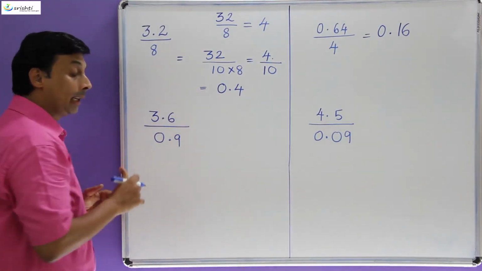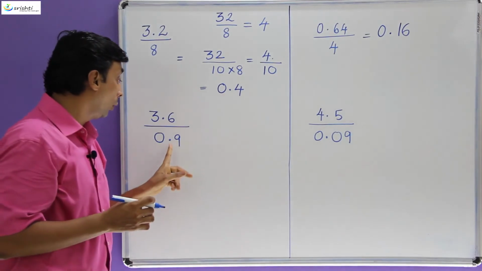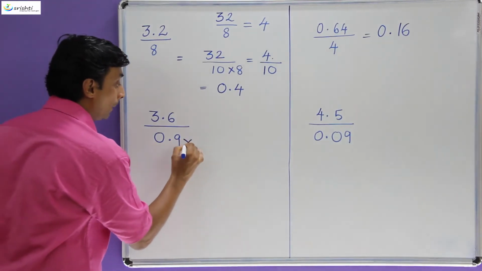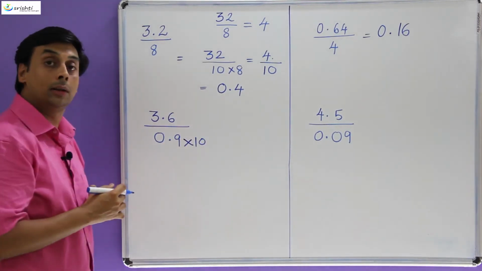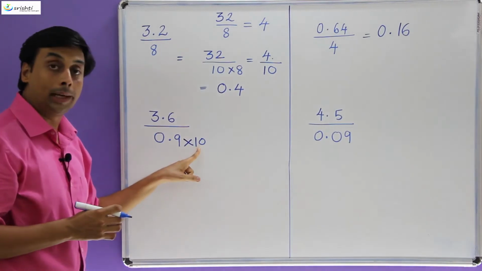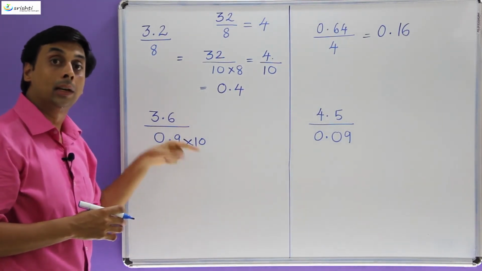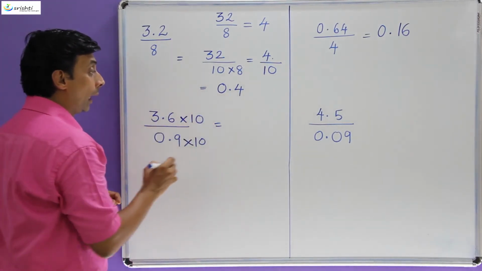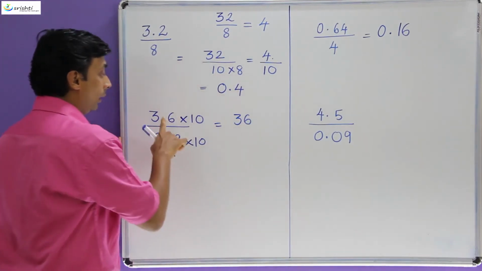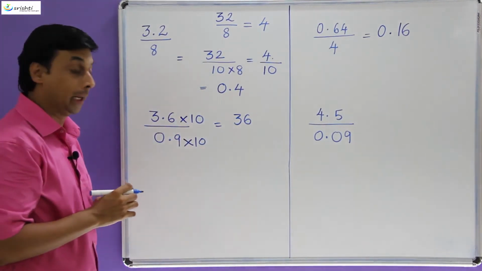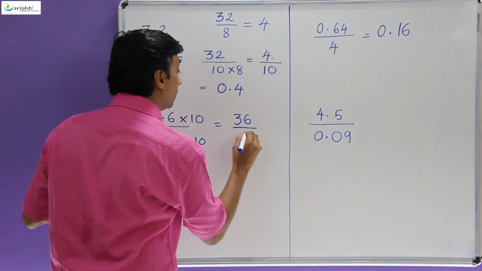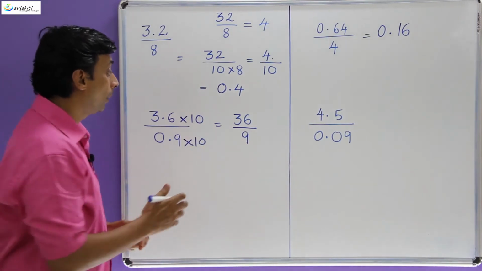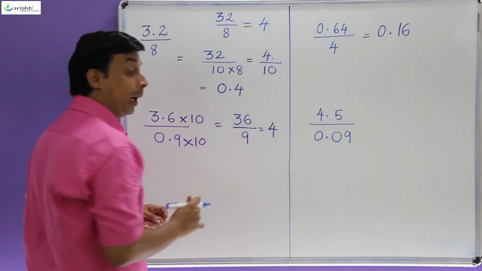So if I have 3.6 divided by 0.9, if I want to eliminate this particular decimal point, what can I do? I have to multiply by 10 so that the decimal place moves to the right side. But if I multiply the denominator by 10, I should also multiply the numerator by 10. So 3.6 into 10 becomes 36. The decimal point moves to the right by one place, and 0.9 into 10 also becomes 9. The decimal point moves by one place to the right, and 36 by 9 now becomes 4. So the answer is 4.